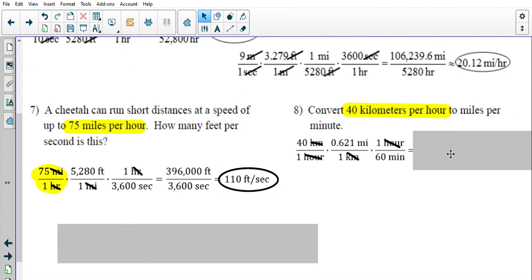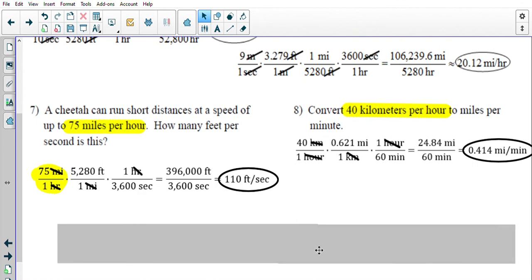So take 40 times 0.621. I did not round here. I got 24.84. On the bottom, we have 60 minutes. So take 24.84 divided by 60. I did not round it just because it's a short enough decimal. I got 0.414 miles per minute. So about a half mile per minute in this case.